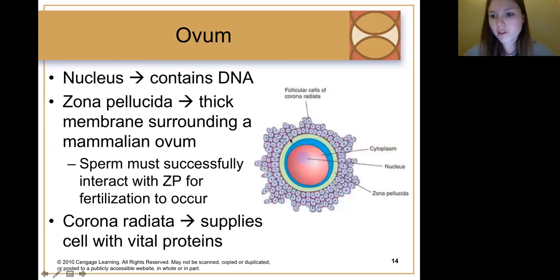And so we'll talk a little bit about that in more specifics later. But that's a really, really important part of the egg structure. And then outside of the zona pellucida, you have the corona radiata, which is just all of these little cells that you see hanging out around the egg. And those are important because they supply the cell with vital protein, because obviously cells need a lot to function and to grow. So it's really good that it has all of these proteins to keep it healthy so that it can then be fertilized.